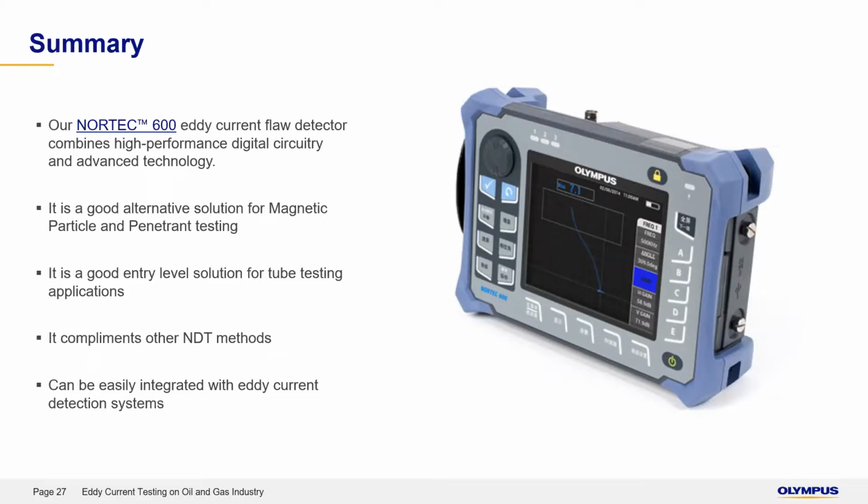It is also lightweight and is powered by a lithium-ion battery for up to 10 hours of standard operation. With a simple menu structure, the application menu which you saw earlier, the all-in-one display and real-time readings, and signal calibration in freeze mode will help ensure that inspections are quick and easy for any level of operator. Overall, it is a very good alternative solution for magnetic particle inspection as well as penetrant testing methods. It is also a good entry-level instrument for screening tubes. Effectively, you can inspect more with less.